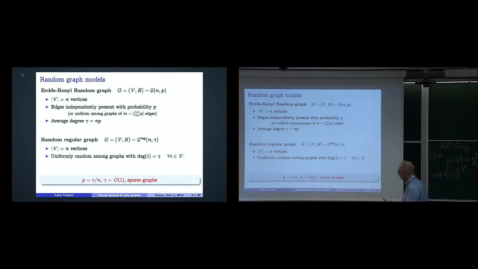The random regular graph forgoes the independence, because now it requires a fixed degree gamma for every vertex. There is also a restriction, of course, that here gamma has to be an integer, whereas here gamma can be a real number, any number from 0 to infinity. It can be non-integer. So the regular graph loses the independence, so it's harder to analyze whenever independence is being used.